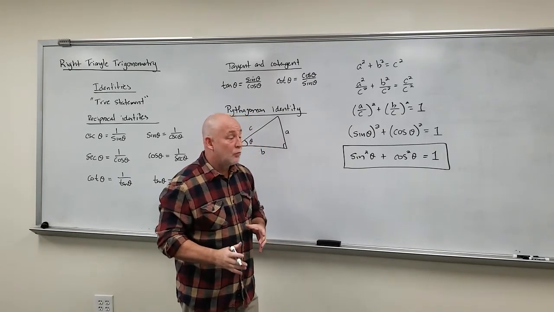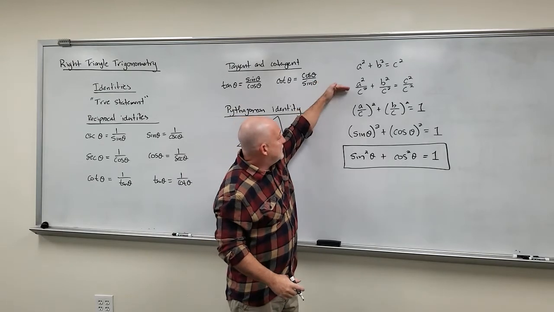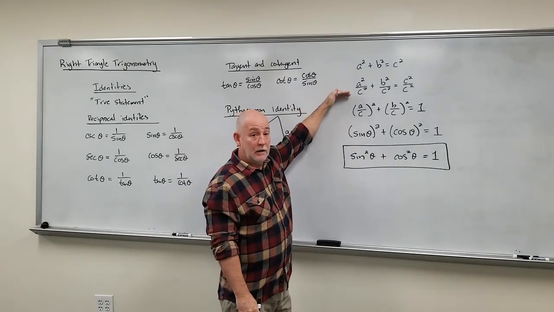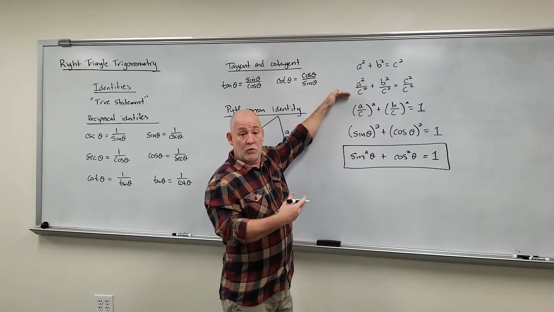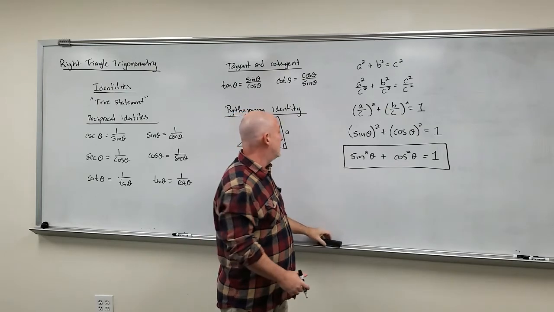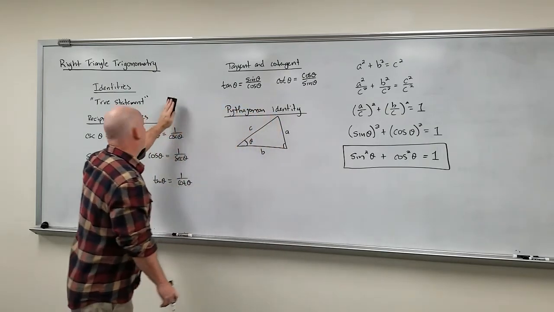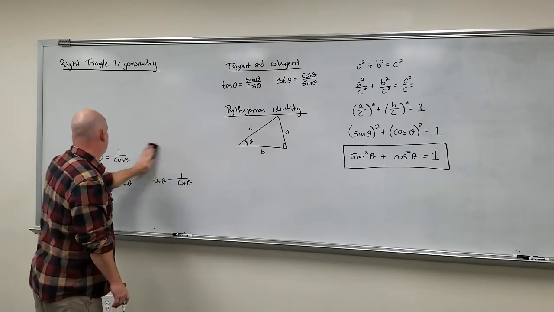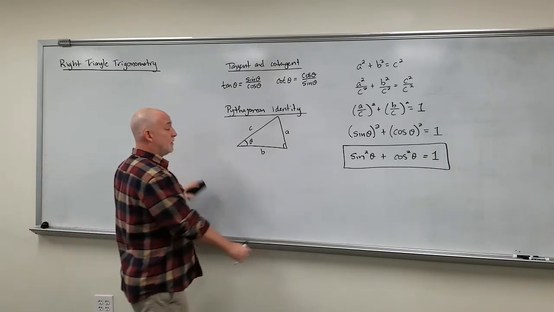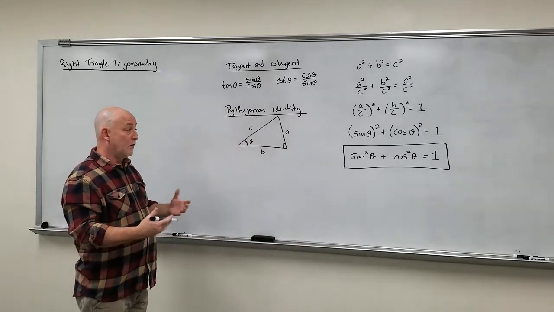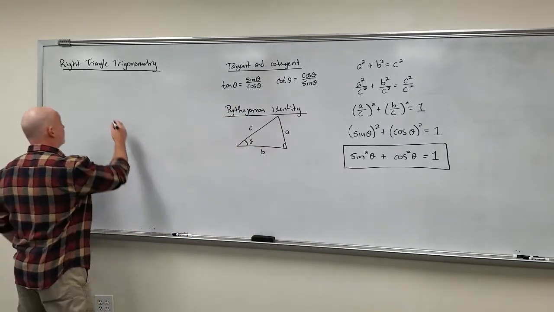Now, the reason we get 2 more identities is because at this step right here, I randomly divided through by c squared. I could have divided through by a squared or b squared. And if I had done either one of those 2, we would have gotten 2 different sets of identities. Now, I'm going to show you real quick, because I'm out of board over there. I'll go this way. If you memorize this one, you can always figure out what the other 2 are. So I'm going to start with this one.